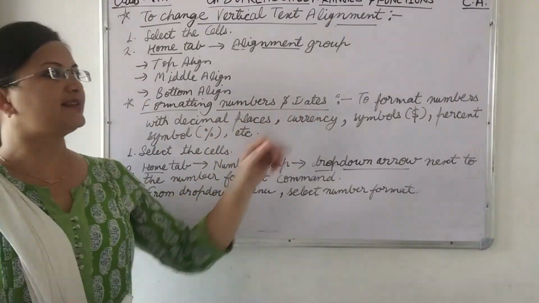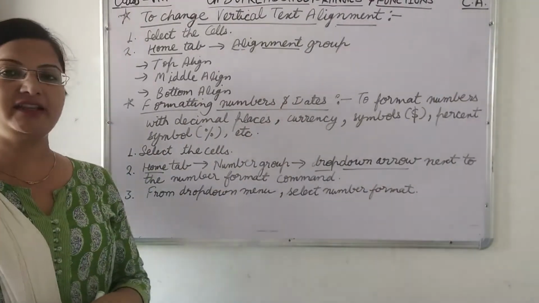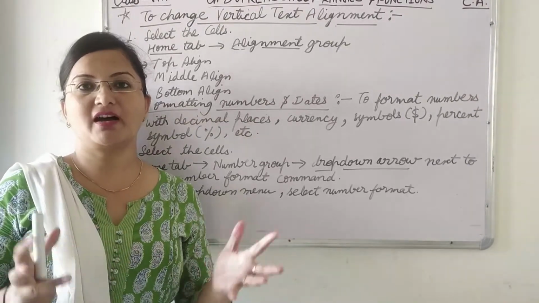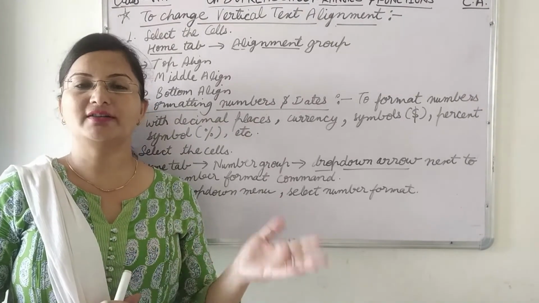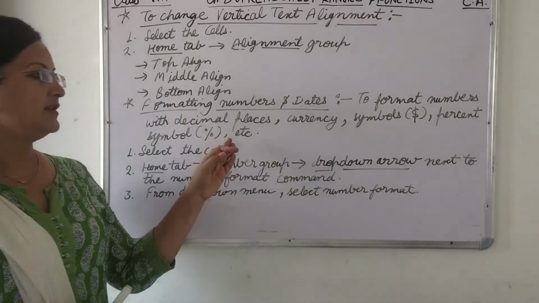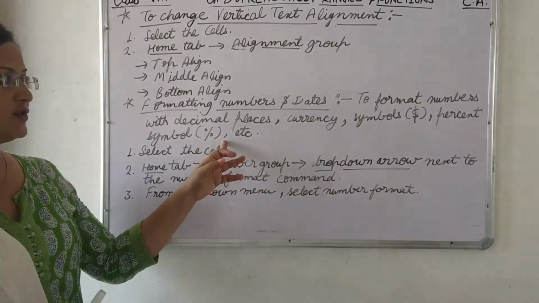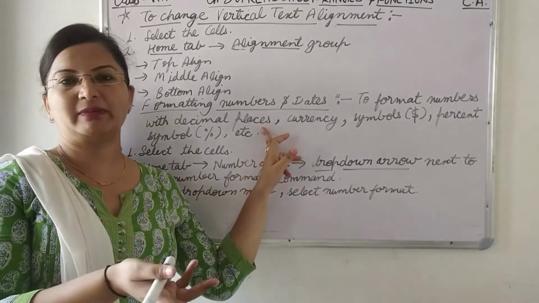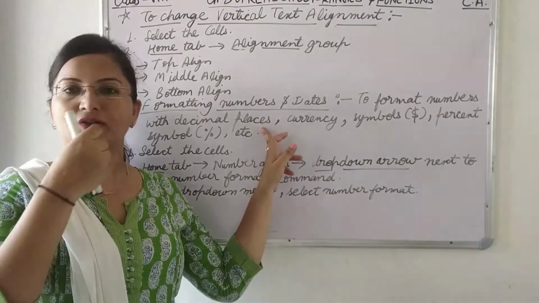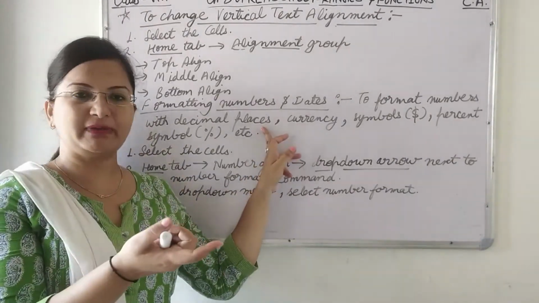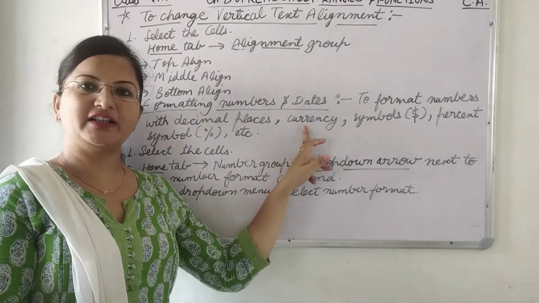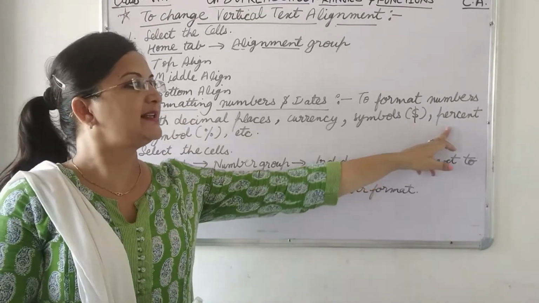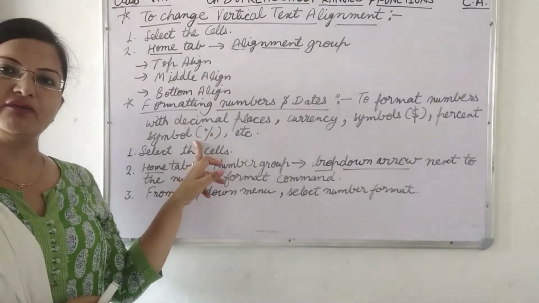Now formatting numbers and dates. You might have seen that we can enter numbers in cells like currency, long numbers, large numbers, small numbers or decimal numbers, or numbers in percentage. So to format the numbers with decimal places, meaning no decimal place, numbers without decimals, or only one decimal place or two decimal places, or currency also we can display. Symbols can be inserted like currency symbols. Then percentage symbols can be inserted with numbers.